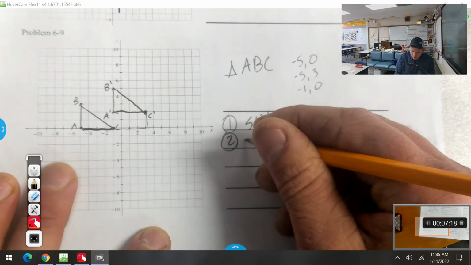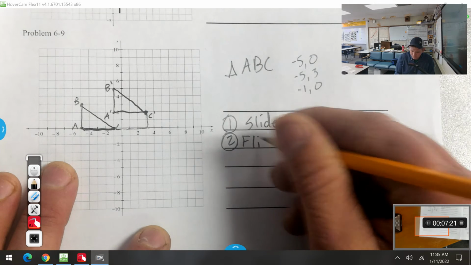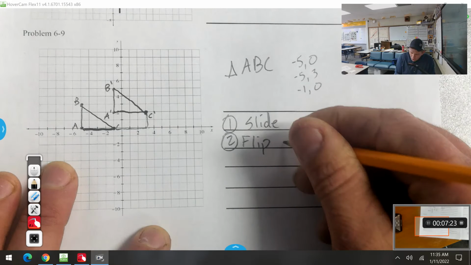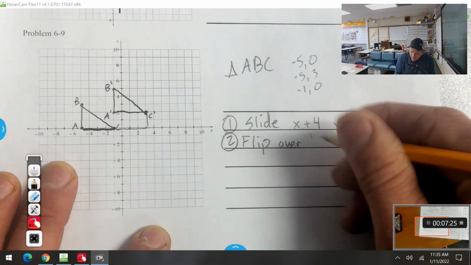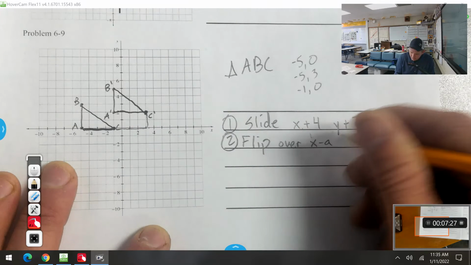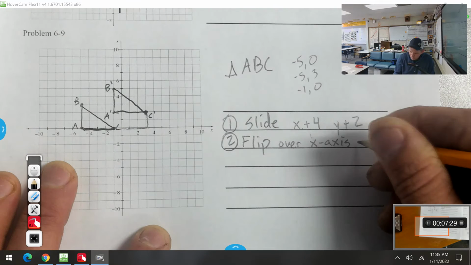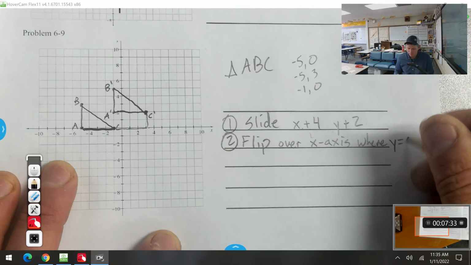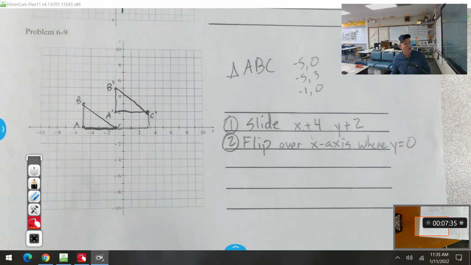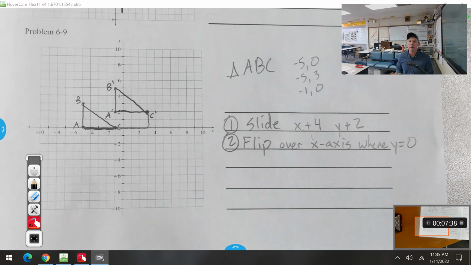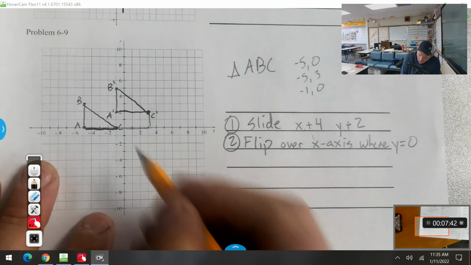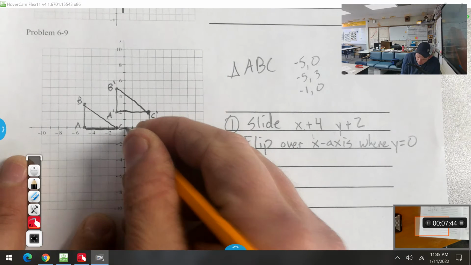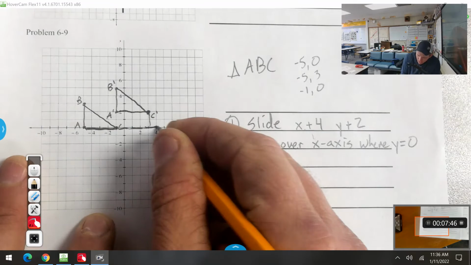Step 2 asks you to flip over the x-axis, where y equals 0. Okay? Now what I'm going to do is draw a dotted line on the x-axis. I'm going to put this nice and dark. I'm going to take note.